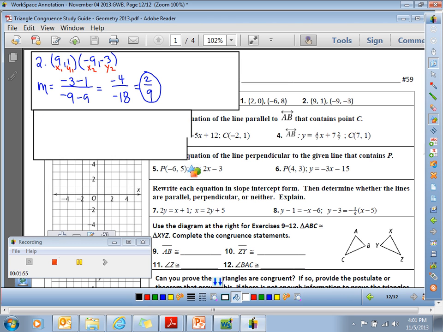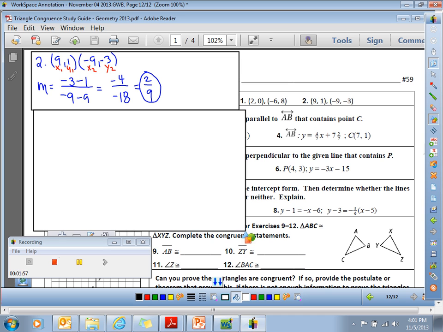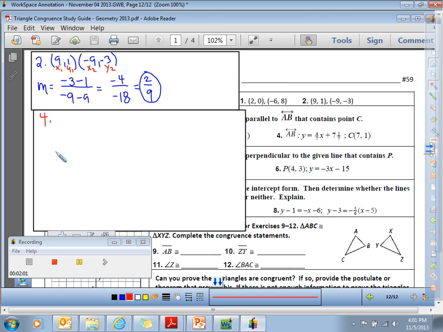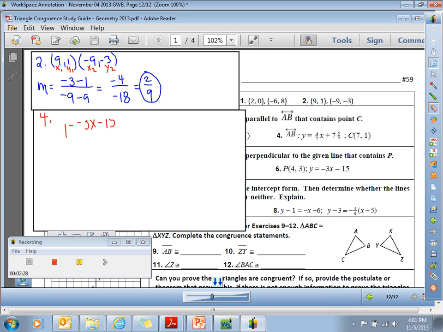Okay, number 3 was completed for you on the other video. So we're going to look at number 4. Number 4 says to write an equation of a line perpendicular to the given line that contains point P. Okay, so this line is y equals -3x minus 15, and it needs to go through point P, which is (4, 3). Oh, I wrote the wrong problem. That was number 6. Okay, back it up. Okay, number 4.